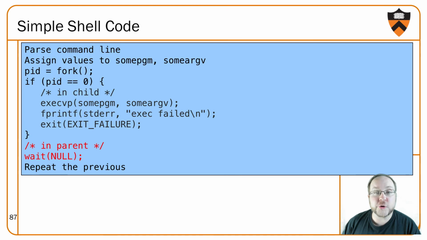Here's some pseudocode mixed with real C for this structure. We parse the command line, we assign values to the arguments, we fork. If we're in the child, we exec. If exec failed, we exit. Back in the parent, we wait, and then we repeat.